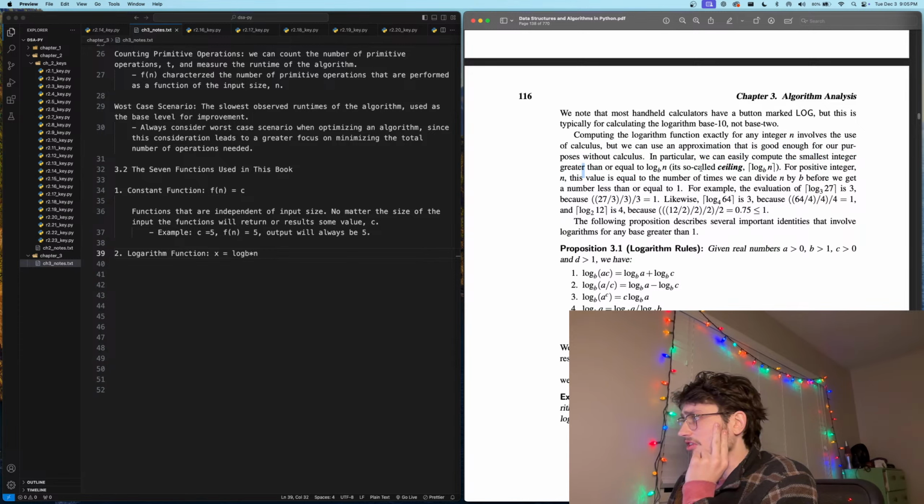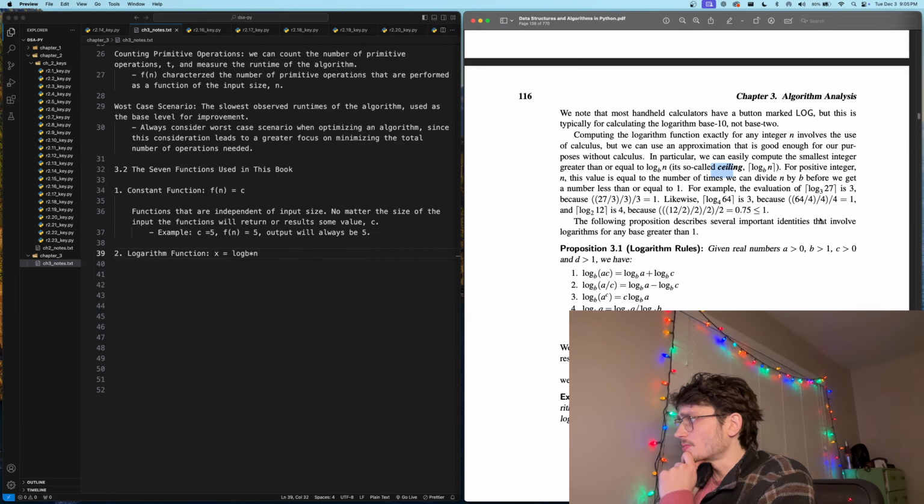This is the so-called ceiling. For a positive integer n, this value is equal to the number of times we can divide n by b before we get to a number less than or equal to 1. For example, the evaluation of the ceiling of log base 3 of 27 is 3. This little bracket notation is how you find the ceiling.